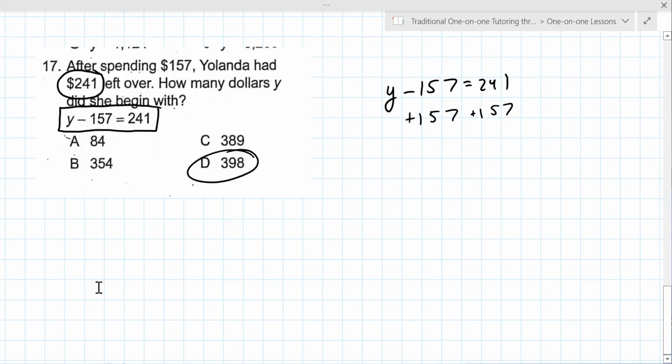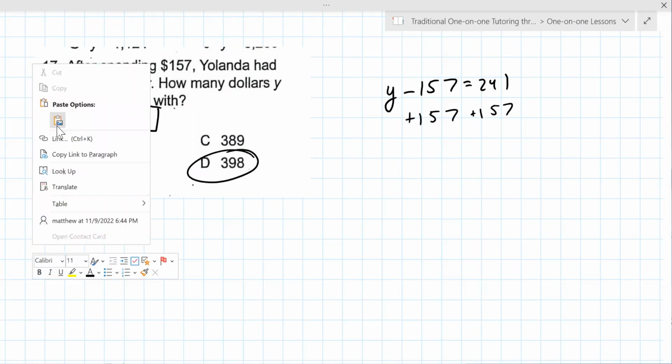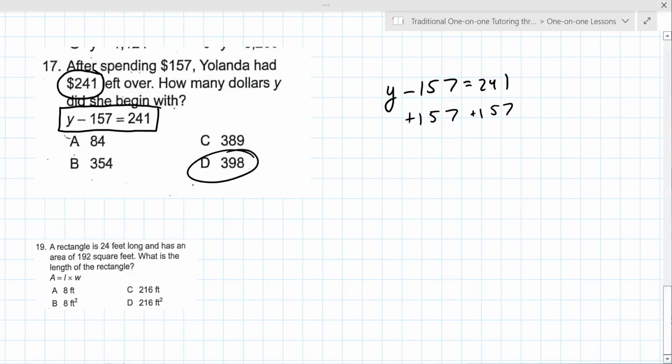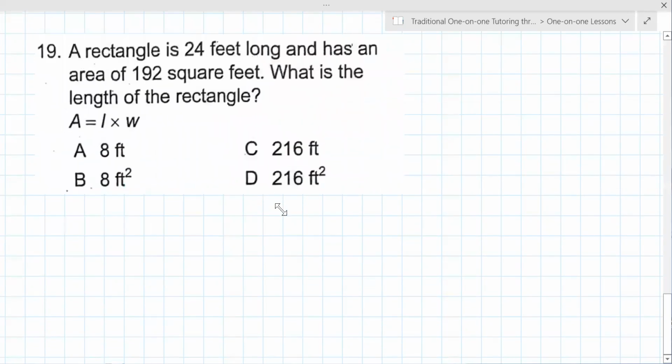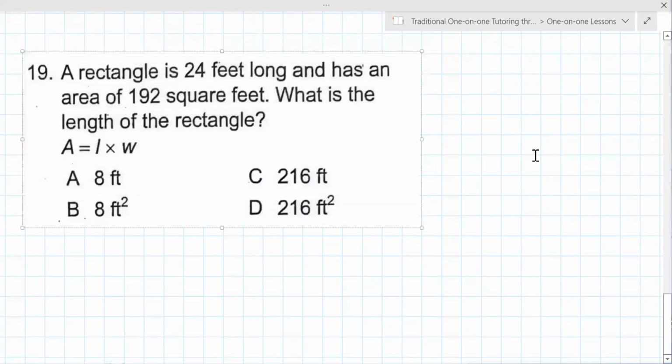That's right. Okay, let's look at one more on this page, 19. 19 does give you the equation, but they don't give you the numbers in the equation. And the answer is also kind of interesting here. A rectangle is 24 feet long. So sometimes it's good to draw a picture like your step 2.